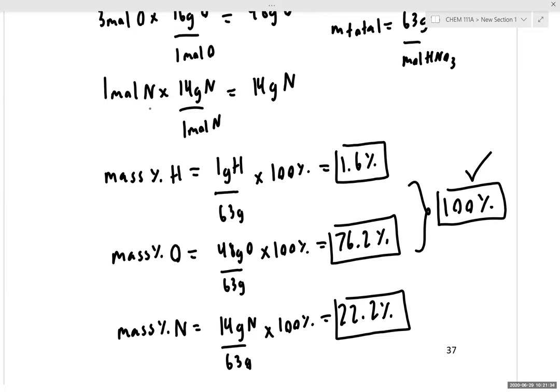Just as a rule, you'd want to report each of your mass percentages with the same number of sig figs. And you'll be told explicitly in the problem for these kinds of mass percentage and mole percentage from formula questions how many sig figs to report. But that's a relatively minor part of this question as the numbers are exact.